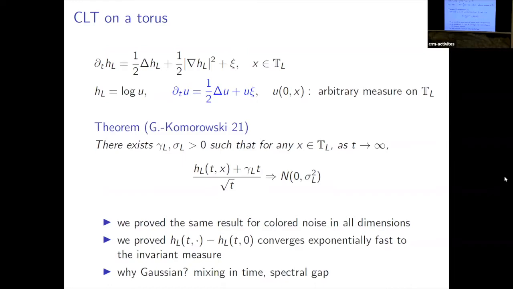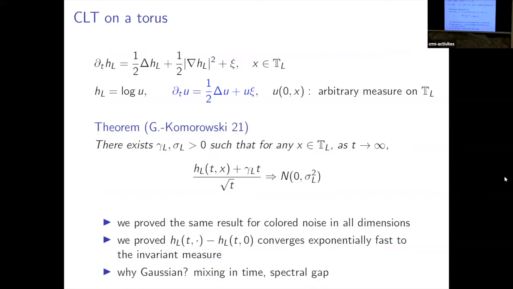Then if you look at your H, that's basically a time integral of this nonlinear term plus a time integral of the noise. If this thing has a very fast mixing time, then the time integral is like a sum of almost independent random variables. That's why you get Gaussian behavior. Now we have a rigorous understanding of what happens on the fixed torus.